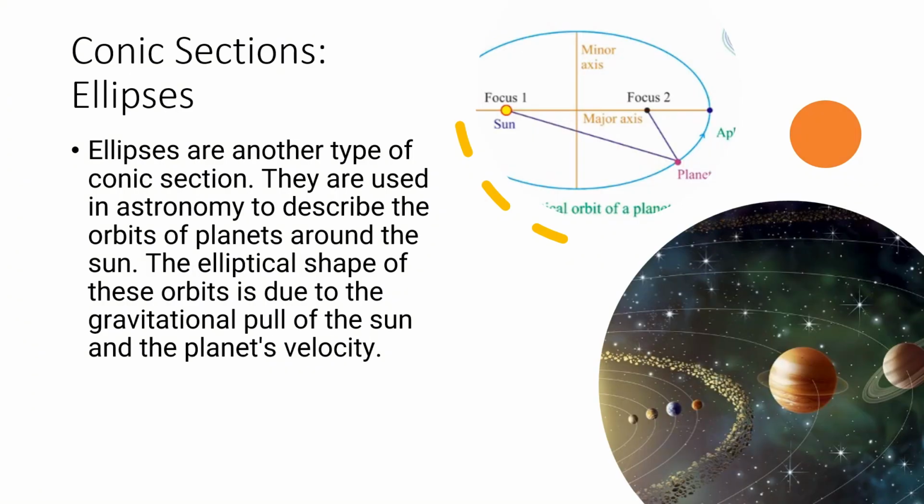Now I will continue with the second conic section, which is the ellipse. Ellipses are another type of conic section. They are used in astronomy to describe the orbits of planets around the Sun. The elliptical shape of these orbits is due to the gravitational pull of the Sun and the planet's velocity.